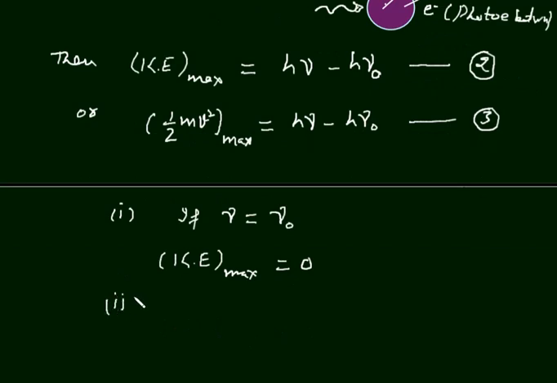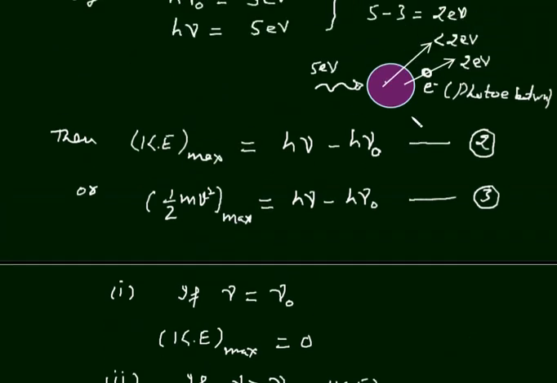Second point is, if this nu is greater than nu naught, this maximum kinetic energy will be some positive quantity. If this nu is greater than nu naught, this maximum kinetic energy is positive. It means the photoelectron will come out from surface of metal with certain energy.